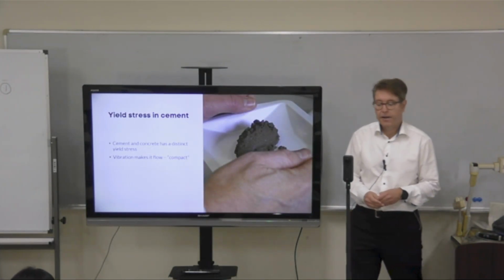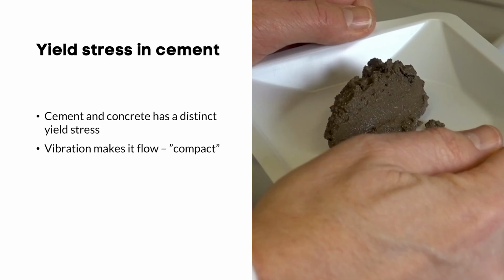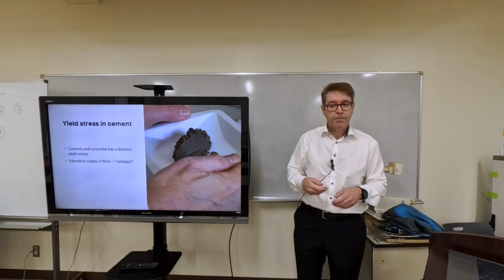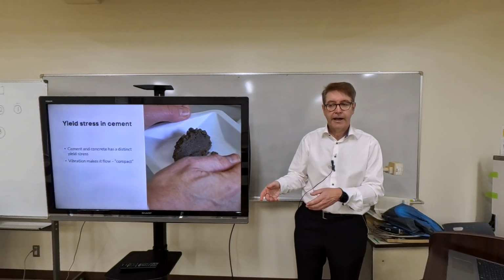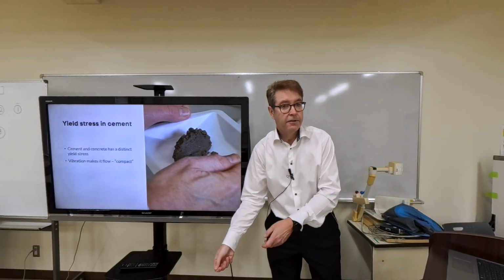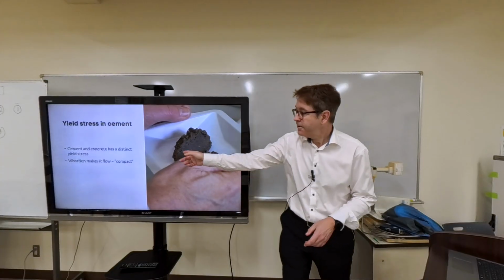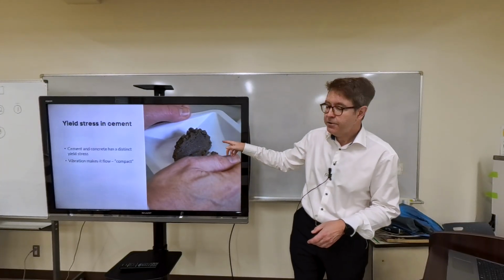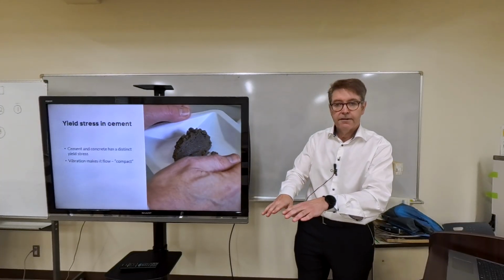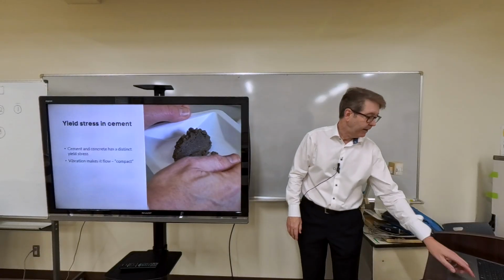Cement is another thing where you have a yield stress. I don't know if you ever worked with cement, but if you look at a building site, they pour out cement, and then there's usually a guy with a vibrator that goes to make it flow. And this is cement in the lab. So I put it on this type of test tube vibrator that you have in the lab.